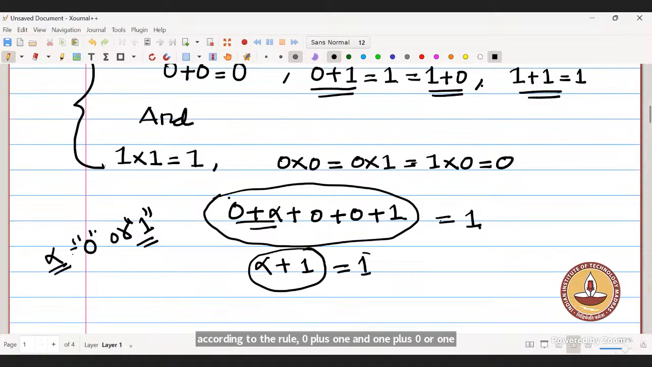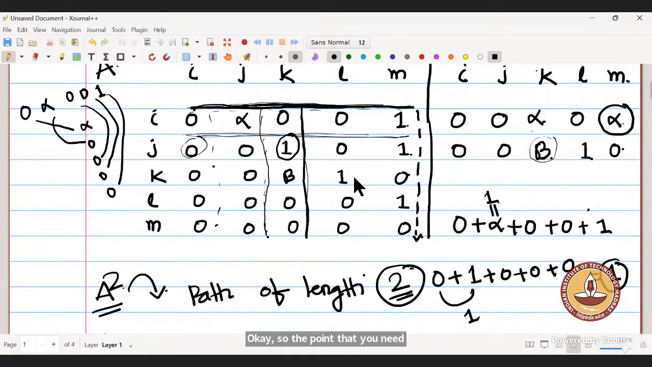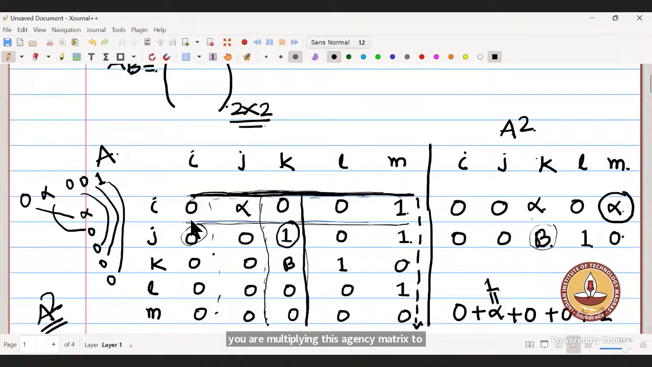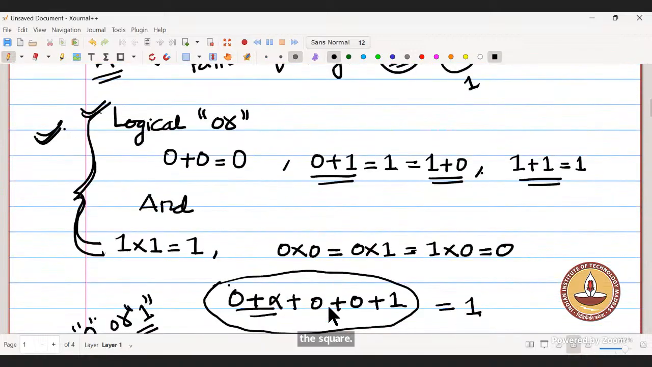Okay. So the point you need to understand is that when you are multiplying this adjacency matrix to get this A square, you need to apply this operation. Then only can you get the A square. And once you get the A square, from there you can get the value of, basically, yeah, it's asking what will be the value of alpha and beta. Once you multiply A square, from here itself you can compare, right?